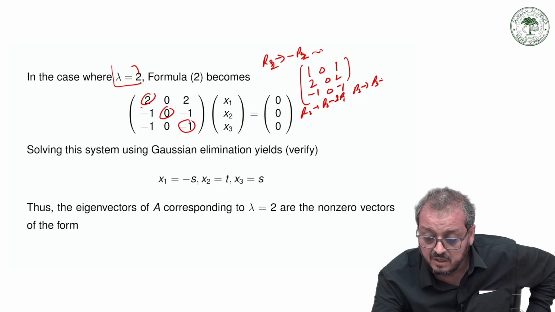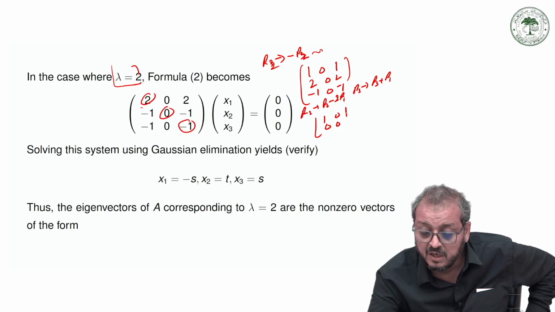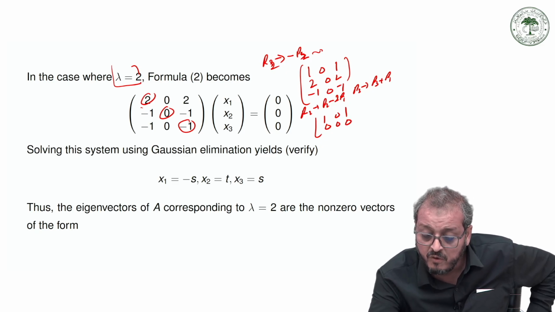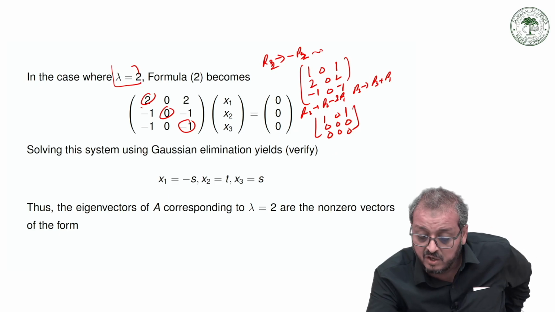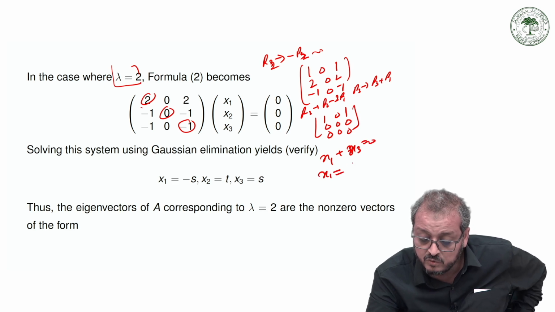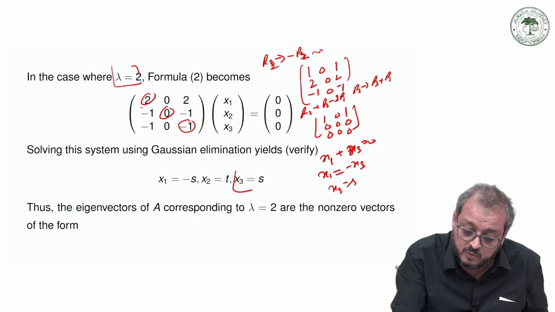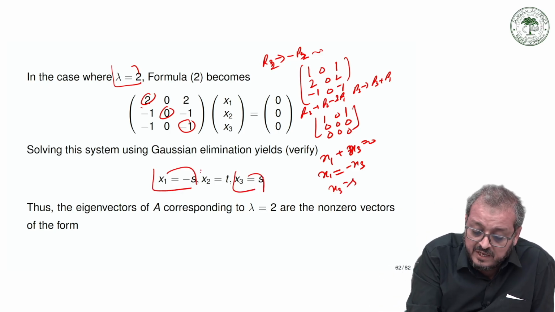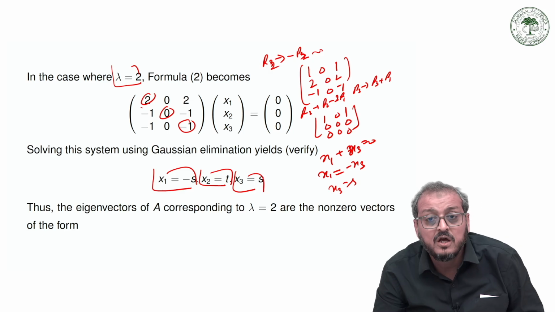So we have 1 0 1, then 2 minus 2 is 0, 0 minus 0 is 0, 2 minus 2 is again 0, then this is 0, and this plus this is equal to 0. So clearly the only equation we get is x1 plus x3 is equal to 0. So x1 is equal to minus x3. If x3 is equal to s, then x1 is equal to minus s, and x2 is another arbitrary value because x2 is not involved here.